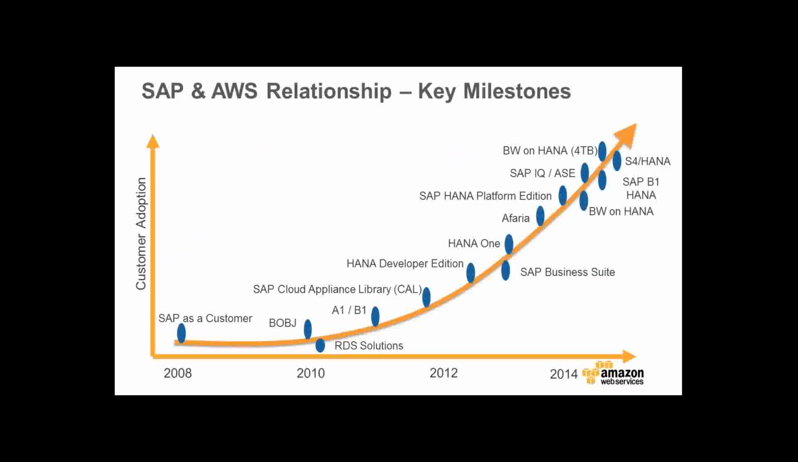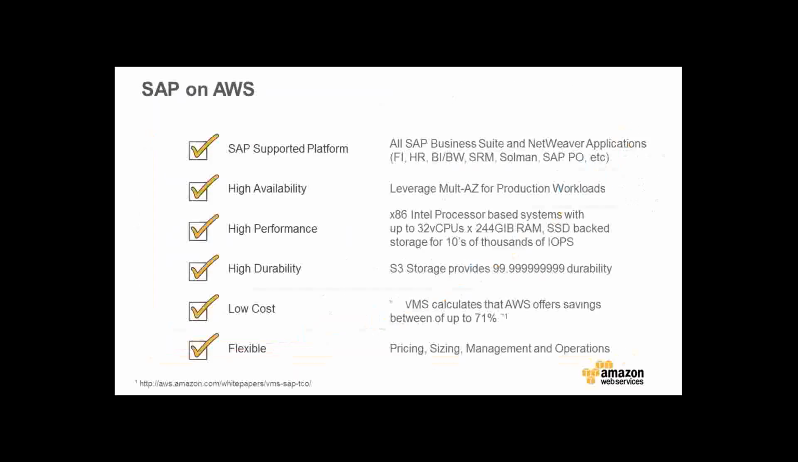So this includes solutions like Business Warehouse and Business Objects, RDS solutions, Business All-in-One, Business One, Business Suite, HANA, and others. Now, one of the key reasons that we see more customers moving production workloads for SAP of all types onto our platform really is the breadth of supported applications that AWS and SAP offer on AWS. It's the ability for customers to match the specific SAP workload to the right AWS instance based on the actual compute needs.